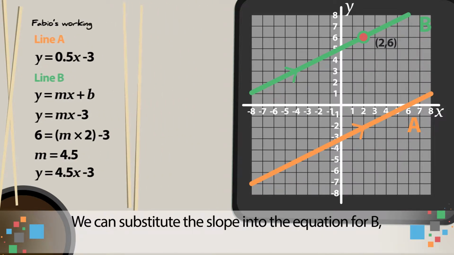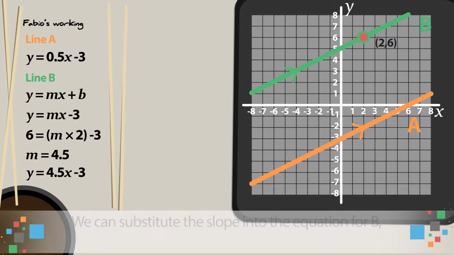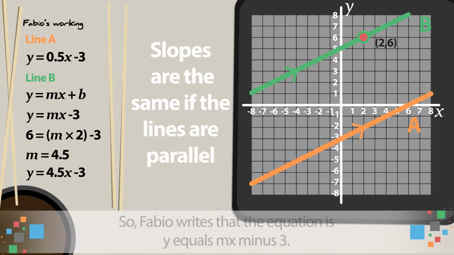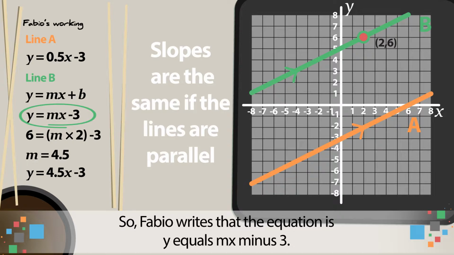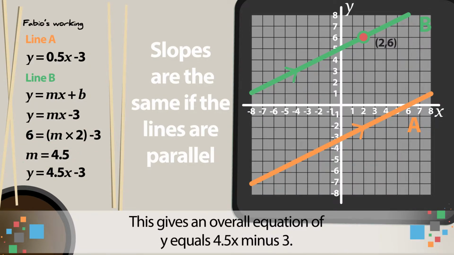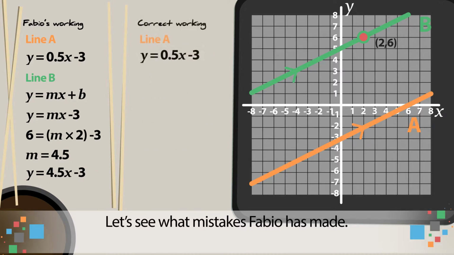We can substitute the slope into the equation for B, as we know the slopes must be the same if the lines are parallel. So Fabio writes that the equation is y equals mx minus 3. He uses the coordinate 2, 6, where x is 2 and y is 6, to substitute into the equation and gives m equals 4.5. This gives an overall equation of y equals 4.5x minus 3. Let's see what mistakes Fabio has made.